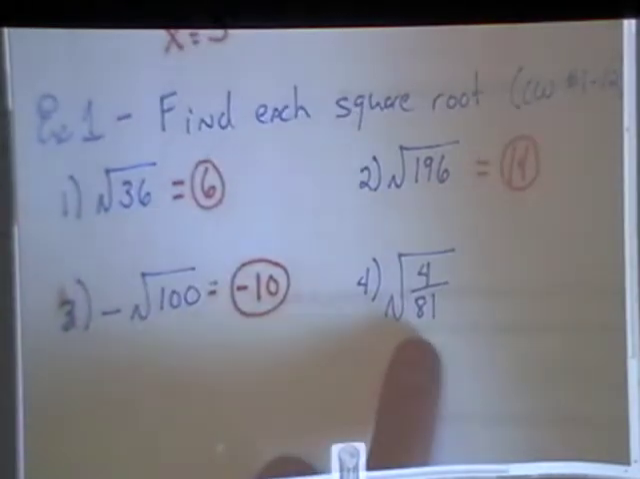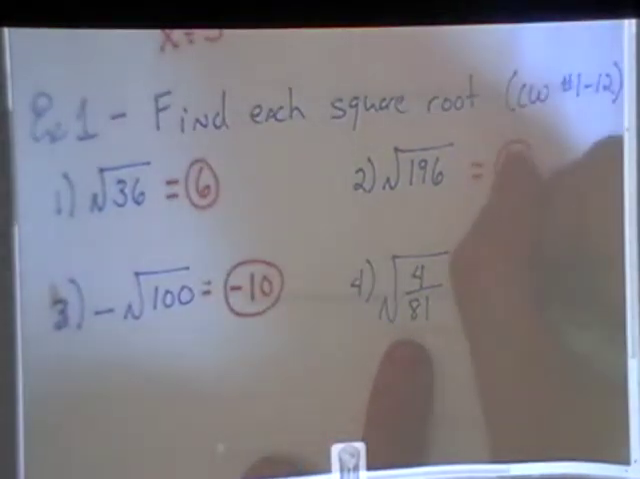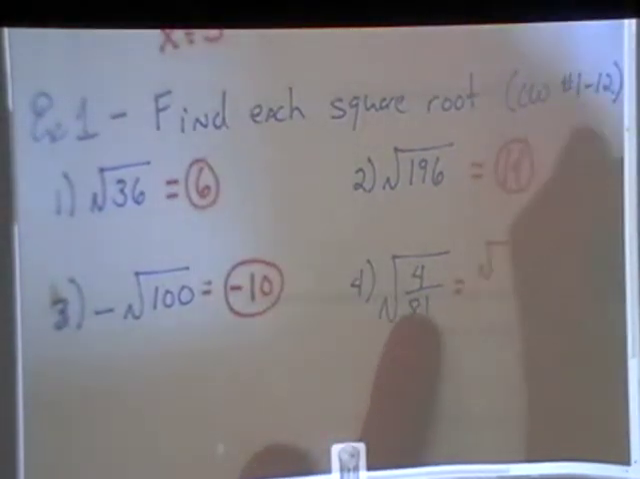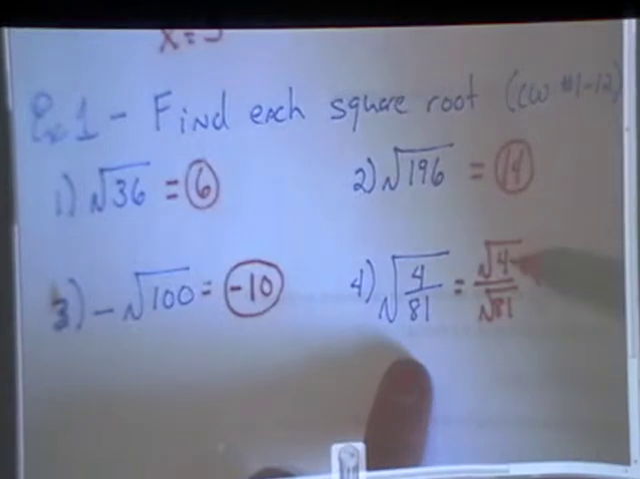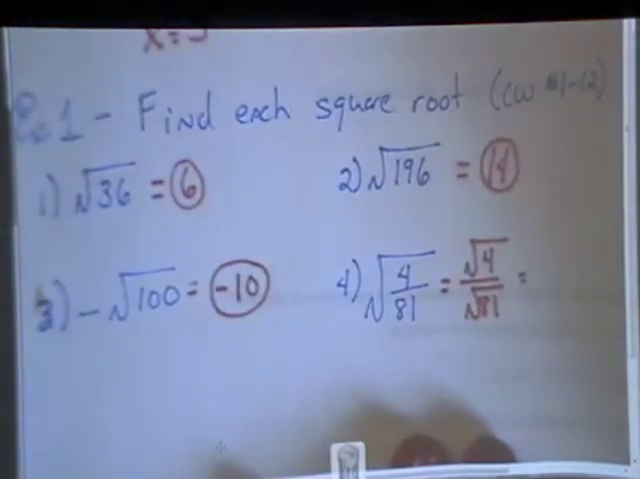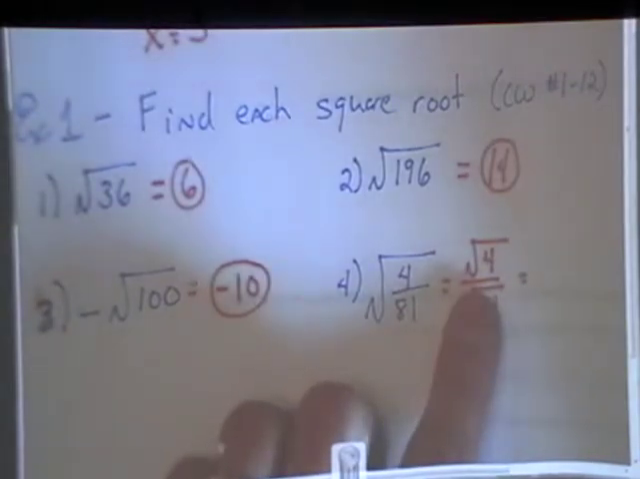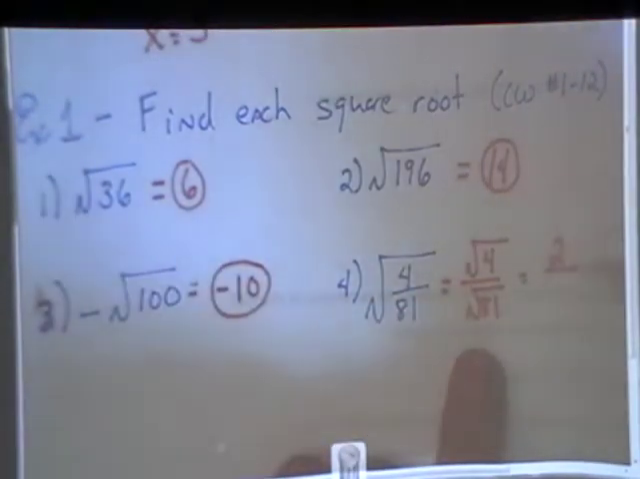Now, don't let the fractions bother you. You're going to take the square root of the numerator and the square root of the denominator. So we take the square root of 4 and then the square root of 81. So square root of 4 is 2. Square root of 81 is 9.